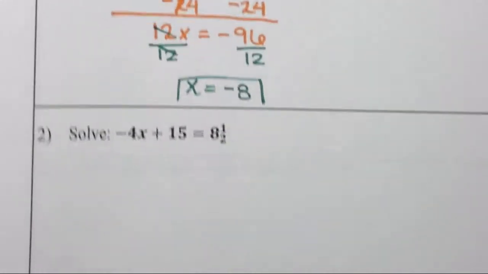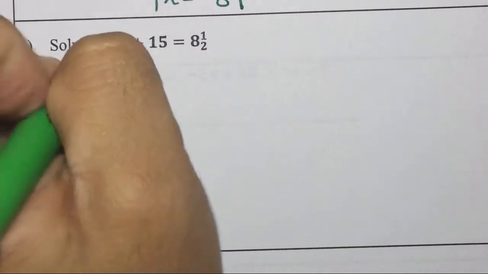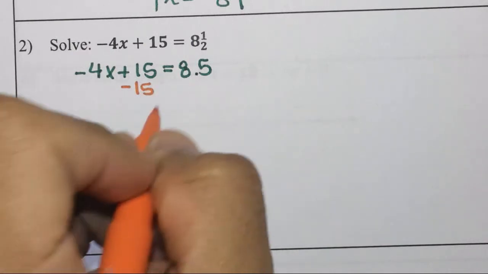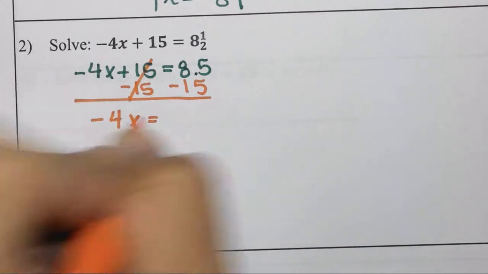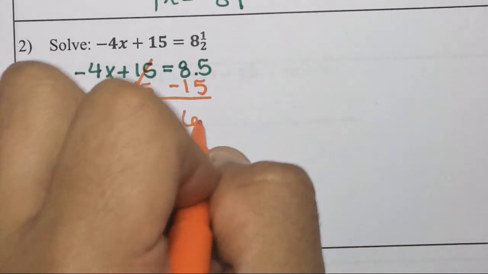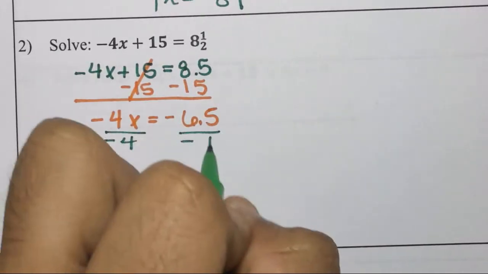There's quite a few ways to do number 2. The first one would be to take that 8 and a half and make it into 8.5, so negative 4x plus 15 is equal to 8.5. And then you subtract 15 on both sides. So you get negative 4x is equal to, let's see, 8.5 minus 15, negative 6.5. And then you divide by a negative 4.